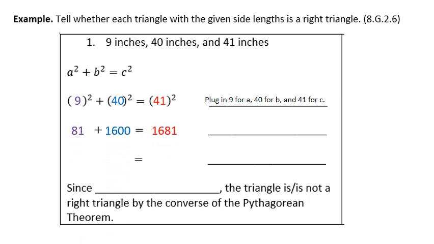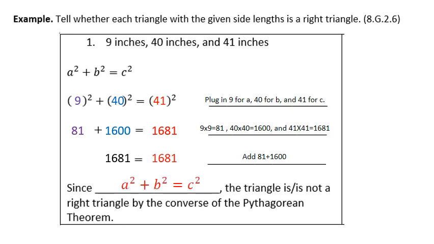We'll see that 9 squared will give us 81, 40 squared will give us 1600, and 41 squared will be 1681. Well, 81 plus 1600 is 1681. So we see that the sum of the squares of the legs is going to equal the square on the hypotenuse. So therefore, a squared plus b squared equals c squared. So it is a right triangle by the converse of the Pythagorean theorem.